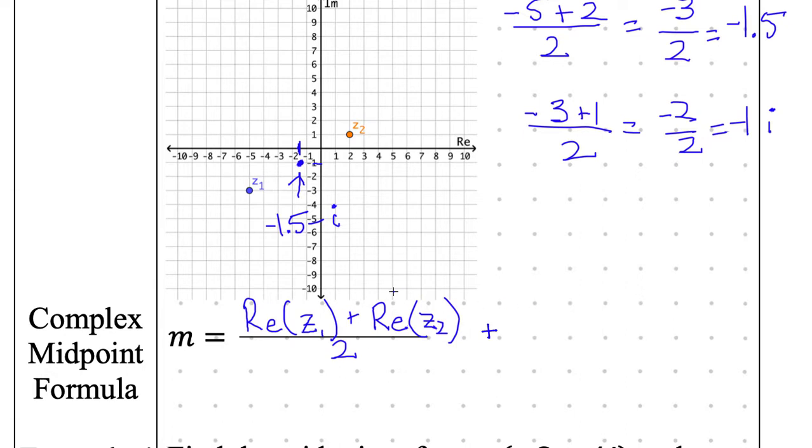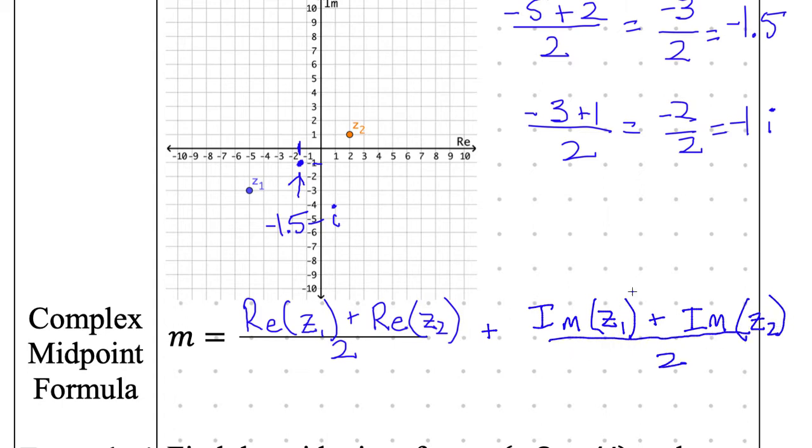This was the average of the reals. Now I need to do the average of the imaginaries in terms of a formula. Making formulas is hard, I know. But once you have the formula, then you can always refer back to it if you ever get lost. Andrea, go for it. There it is. Imaginary of Z1 plus imaginary of Z2, all of that over 2. And I add that because that's the imaginary part. I add the imaginary with the real, and that is my answer. That is the midpoint.